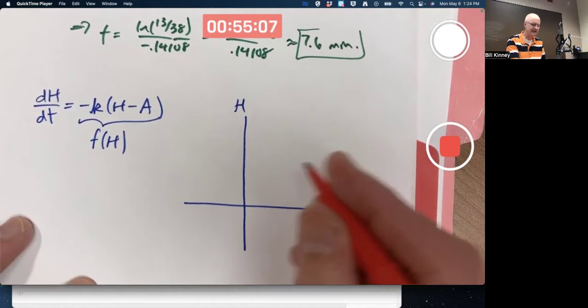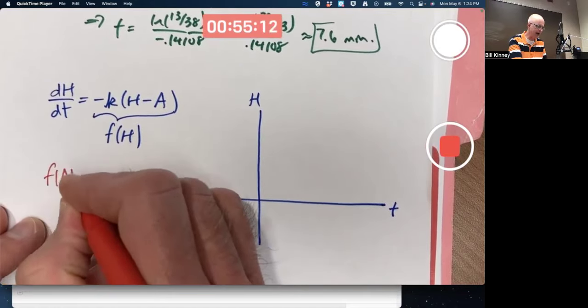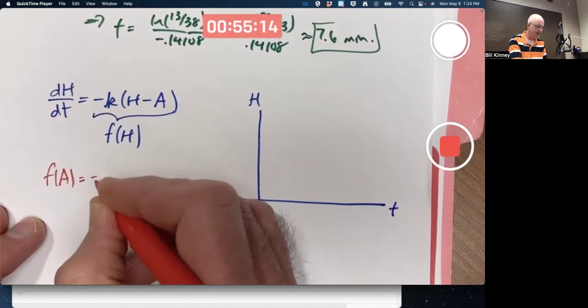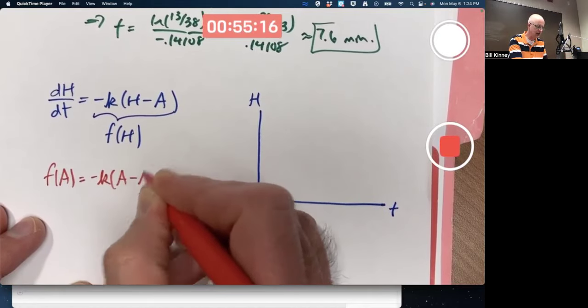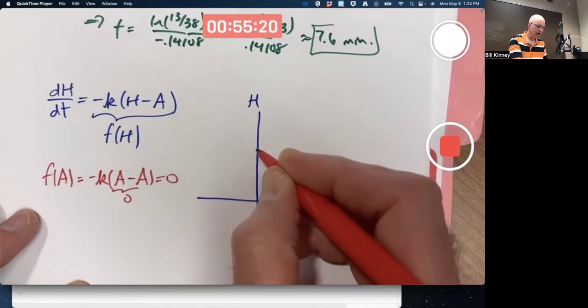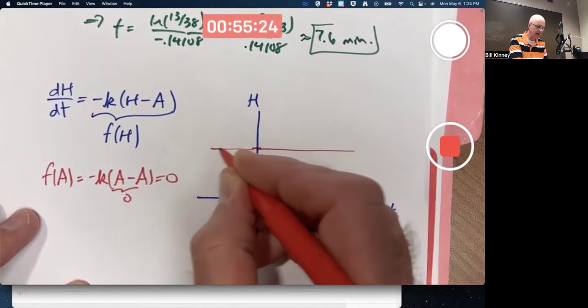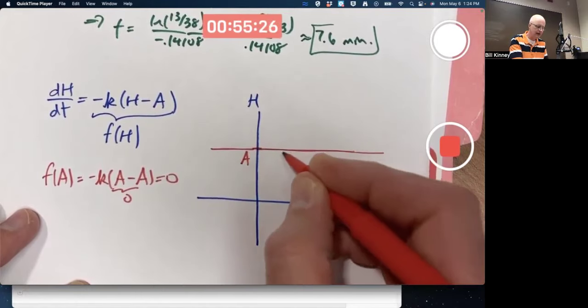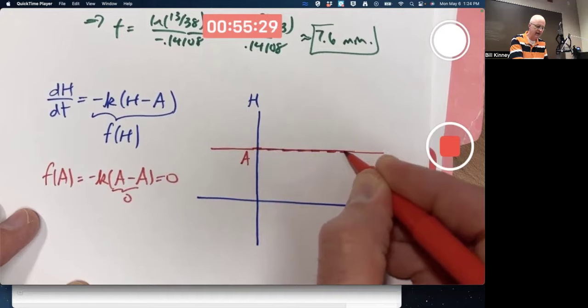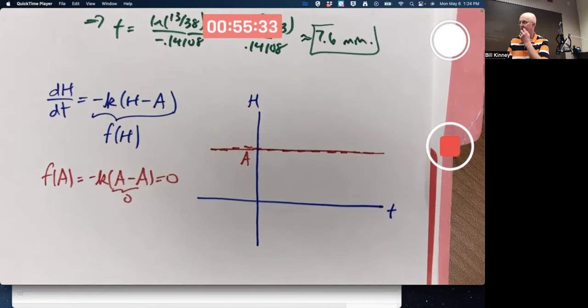Start with the simplest case. Start with the horizontal line where h equals a. If I plug in a in place of h, I get 0. So along the horizontal line at h equals a, wherever that is, 22 degrees for our coffee, your line segments are all going to be horizontal, having a slope of 0, and that's going to mean there's a horizontal line that's a solution of the differential equation.